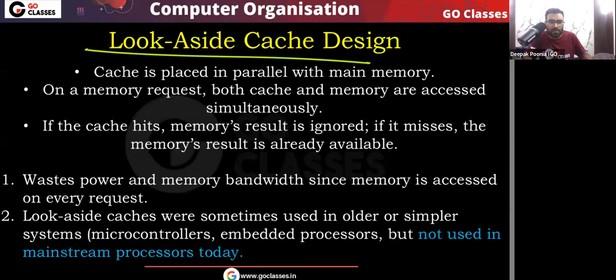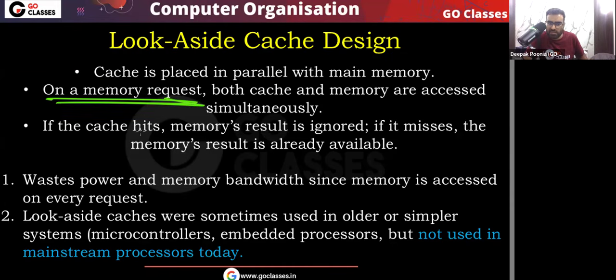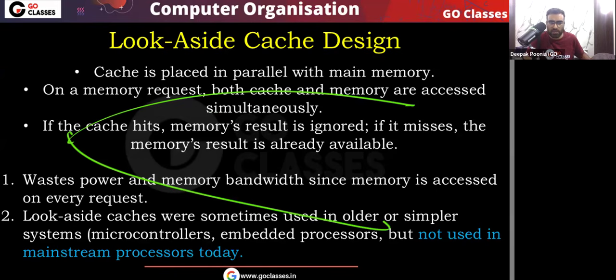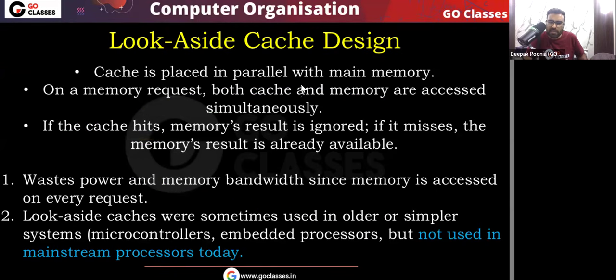So let's see this look aside cache design. Cache memory is placed in parallel with main memory. When the CPU generates a memory request, for every memory request, both cache memory and main memory will be accessed simultaneously. Means every memory request will go to cache also, to the main memory also. If there is a cache hit, then we will cancel the memory request that is going to the main memory. So I can say main memory result is ignored, or I can say we will cancel the signal that we have sent to the main memory. And if there is a cache miss, then the main memory result is already available. Okay, very simple.